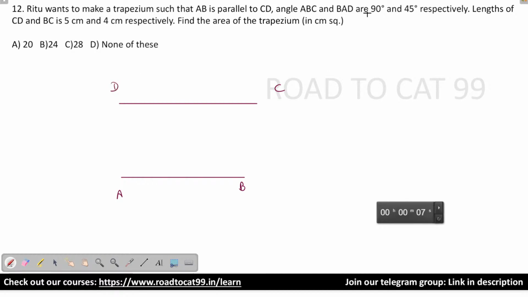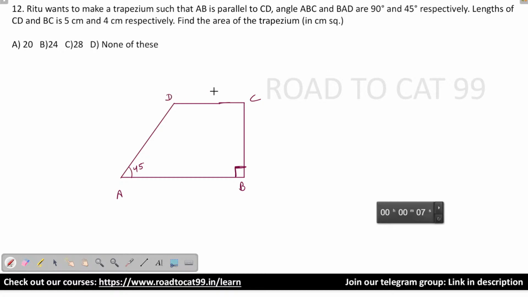Angle ABC and BAD are 90 and 45. ABC का angle कितना है? 90. So ABC, for 90 this should be a straight line, right? तो मैं यहाँ पे बोल सकता हूँ कि angle ABC is 90, something like this. और यहाँ पे then this will be the C, right? So ABC is 90. This is 90 degree. And angle BAD is 45. BAD 45 मेरा कुछ ऐसे बनेगा. Okay, then I have to do something like this. This is 45.